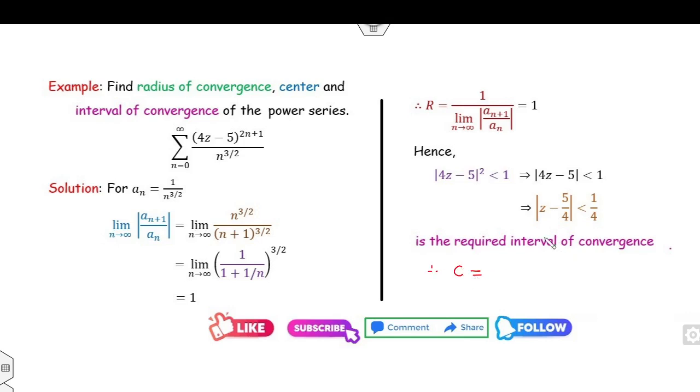Can you find the center of convergence, the center of the power series? You can compare with them. C will be 5 by 4. Radius will be 1 over 4.